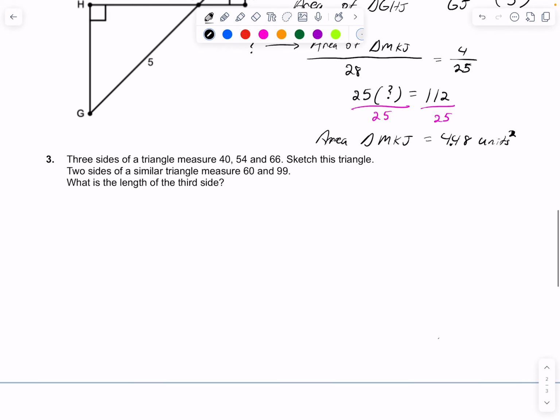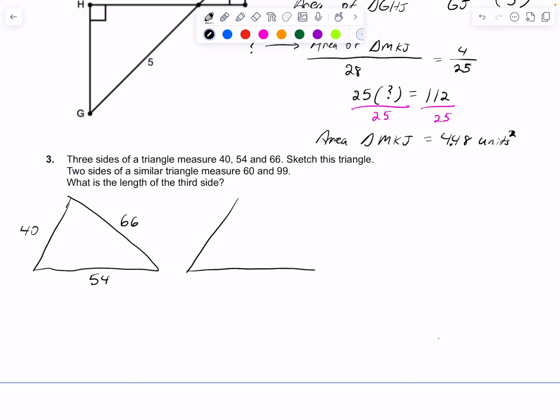Okay, let's do the last one, number 3. So it wants us to sketch a triangle that has these measurements. So I'm just going to make a triangle here. All right, so we have 40 units, 54 units, and 66 units. Then we have a similar triangle. Looks like it's going to be a little larger.